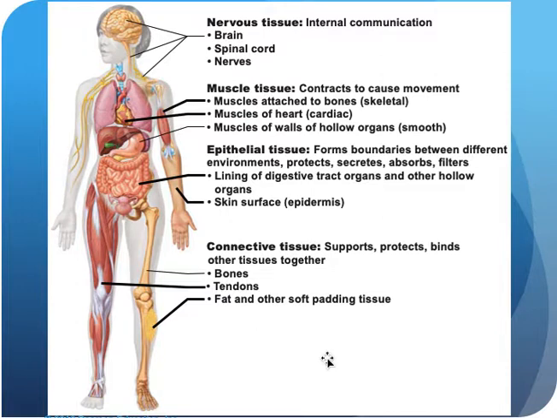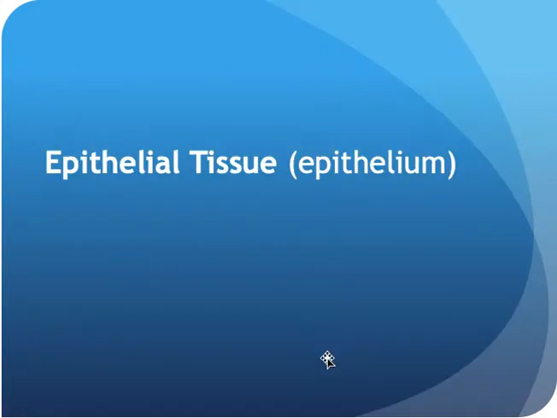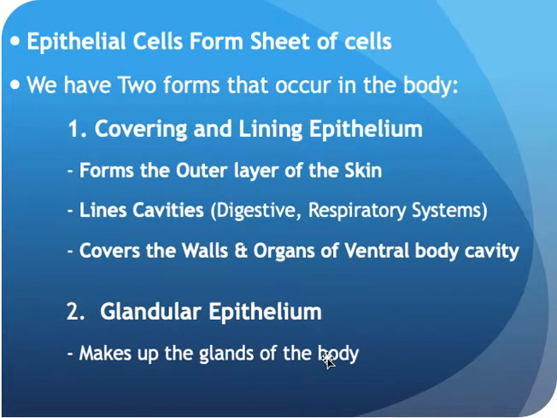So we get this little picture, which just helps us find each of the 4 types of tissues. And then in part 1 of this one, we're going to break it up into 3 parts. But part 1, we're going to look at that epithelial tissue. Okay, so here is epithelial tissue. So epithelial cells are going to form sheets of cells. We have 2 forms that occur in the body. Good multiple choice question, because a lot of us remember that our epithelial cells do our covering and lining epithelium, but we sort of forget about this glandular epithelium too, okay? So don't forget that for me.